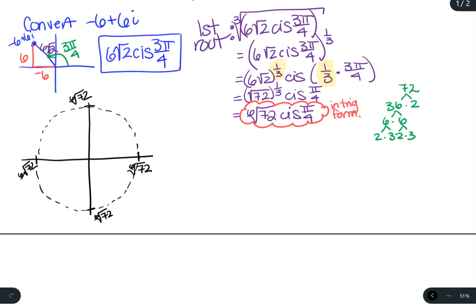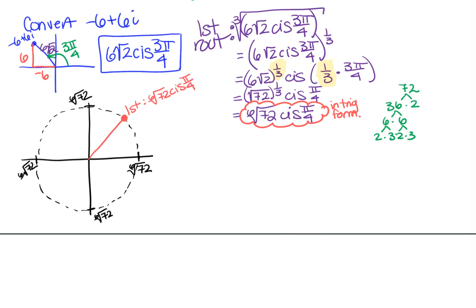Now I look at my angle. So the angle that's given here that we found is pi over 4. So I think about where on the graph is this pi over 4. Well, I know exactly where pi over 4 is. So pi over 4 is going to be right here. So this point right there represents my first solution. This first solution is the 6th root of 72 cis pi over 4.